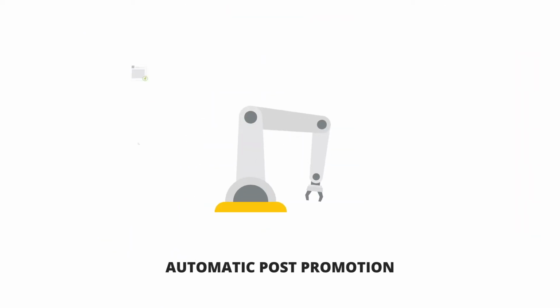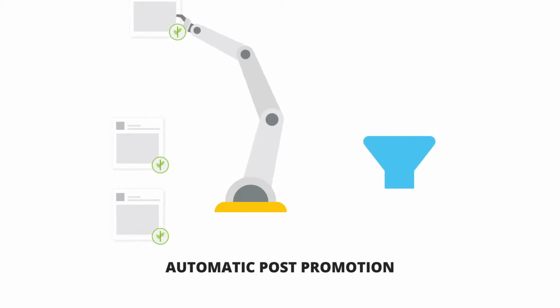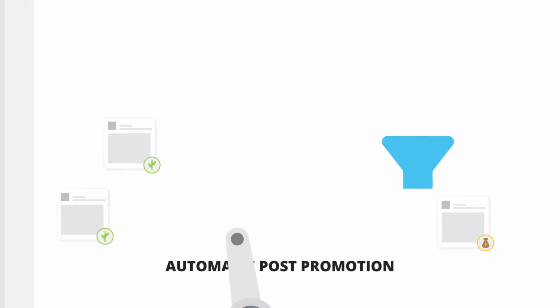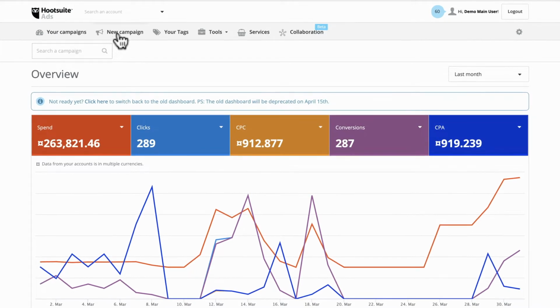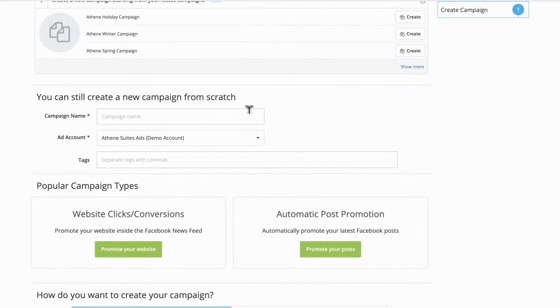Automatic post promotion, available in Hootsuite Ads, lets you create intelligent filters that can automatically boost your top-performing organic content. To create an automatic post-promotion campaign, select New Campaign. From here, you can create a new campaign based on a previously built one, or build one from scratch.